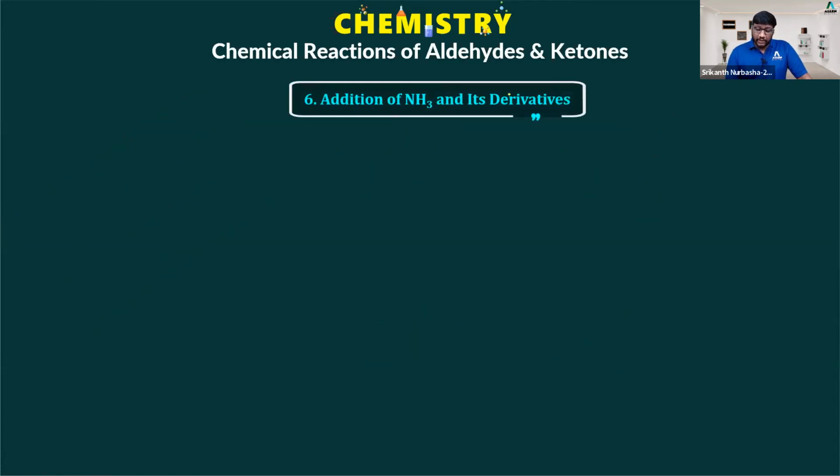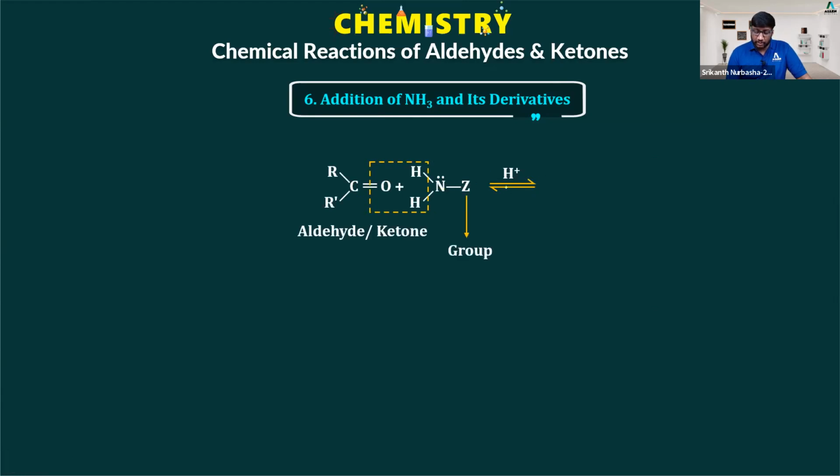Addition of NH3 and its derivatives, the same reaction: RC=O plus NH2Z in the presence of H+ will form the respective RC=N-Z and H2O. And how is this reaction going to happen, and what type of acidic medium do we have to maintain? We have an aldehyde group, RC=O R', and we are treating it with a derivative of ammonia.